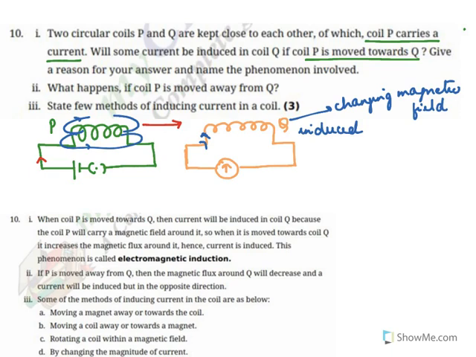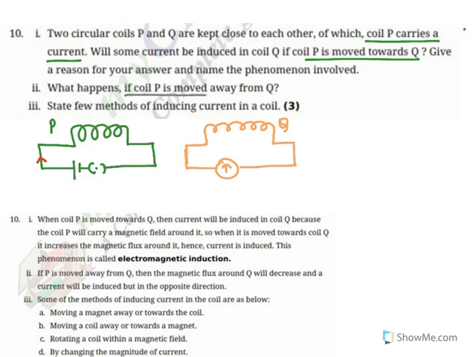Because as P is moving towards it, Q will experience an increase in magnetic field. So when P is moved towards Q, the current will be induced in Q because the coil P carries a magnetic field around it. When it is moved towards Q, it increases the magnetic flux around Q. Hence a current is induced. This phenomenon is called electromagnetic induction.